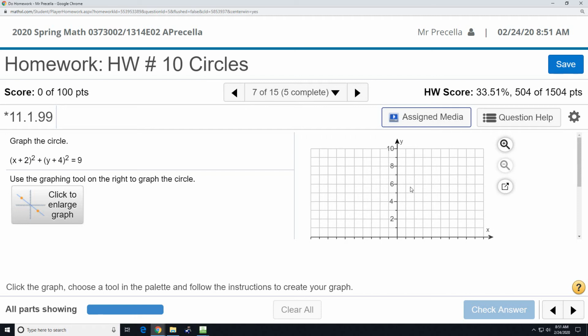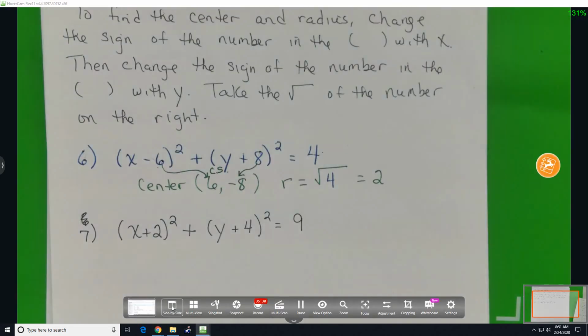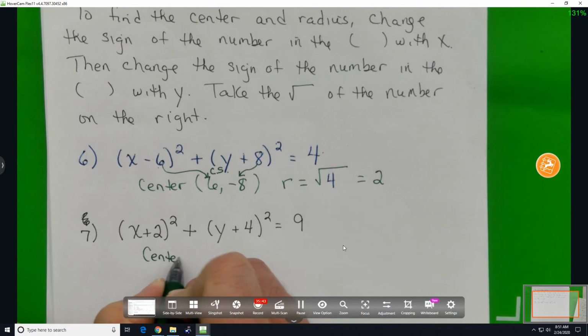You're told to graph it, which means we need to know that center and radius. Okay? Center and the radius. If it looks to you like I'm just writing the problem down and writing out the answer, yeah, that's what I'm doing. Say it again.